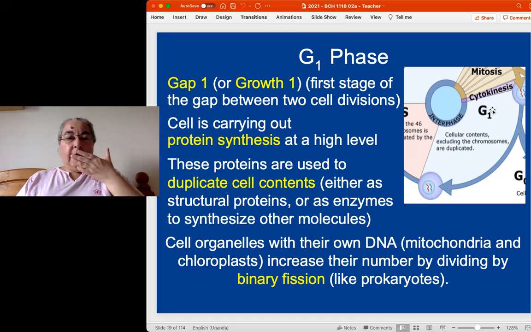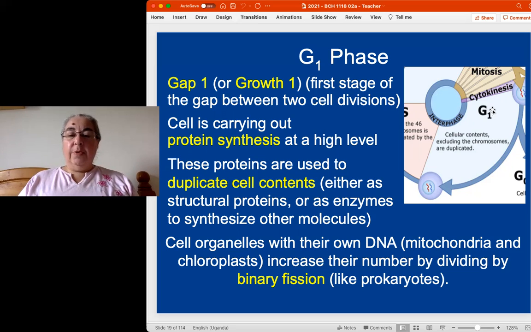It's making all the proteins that are necessary to make two new cells, to duplicate all the cell contents. We've seen over the last couple of lectures how many different things there are in the cells, all the different cell organelles, all the enzymes in the cells, all the structural proteins that give the cells its size and shape. All those things need to be doubled to make two new cells, and that's what's happening during G1 phase.